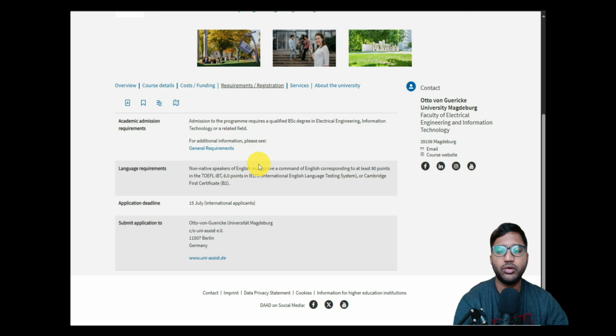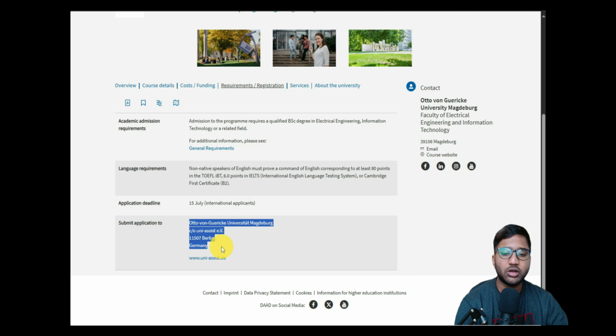Then you are ready to go for this particular college, because there is a straightforward requirement. You need to have just a bachelor's degree in this particular field, and also you need to meet the language requirement. Then the application deadline is 15 July. Submit the application directly on their website, and we have to apply via UniAssist. Once we have the application deadline ready and the application is open, we will show you how to apply.